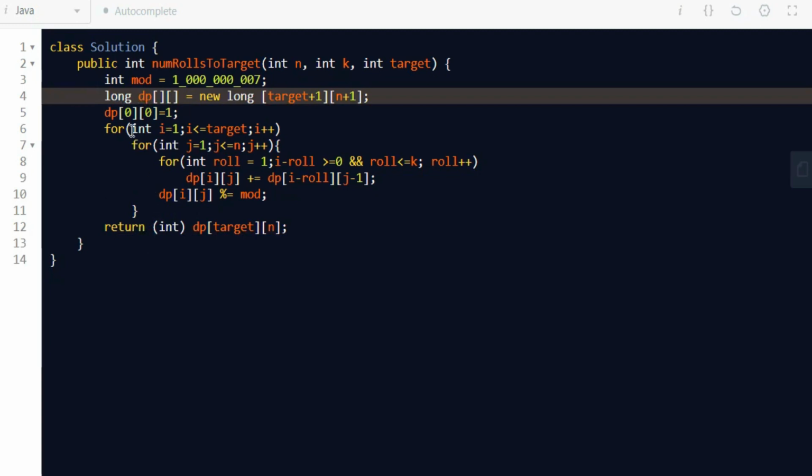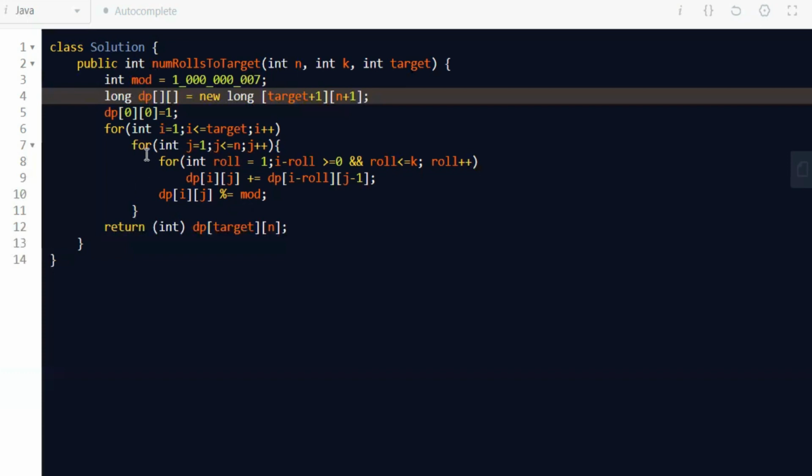Now, what exactly did we do? We got our values like i equal to 1, i less than or equal to target. So we just ran our loop of i from 1 till target. Now 1 till target covers all the target values, because that is the target we are trying to reach.